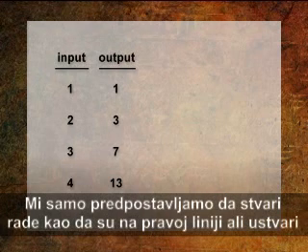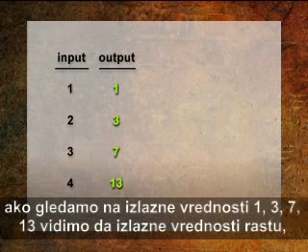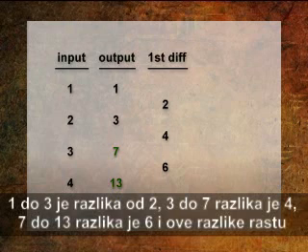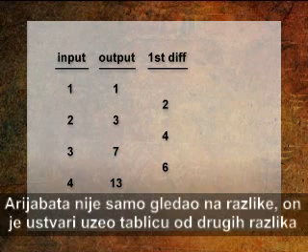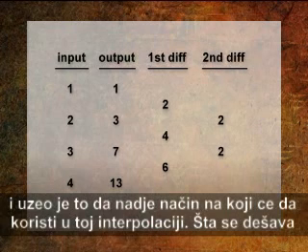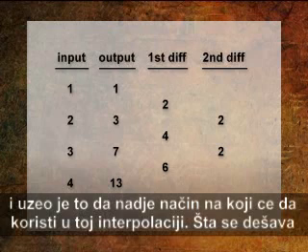But in fact, if you look at these output values, 1, 3, 7, 13, you see that the output values are increasing. 1 to 3 is a difference of 2, 3 to 7 is a difference of 4, 7 to 13 is a difference of 6. These differences are themselves increasing. Aryabhata did not just look at the differences, he actually took a table of the second differences. And he used that to refine the way in which he was going to do this interpolation.